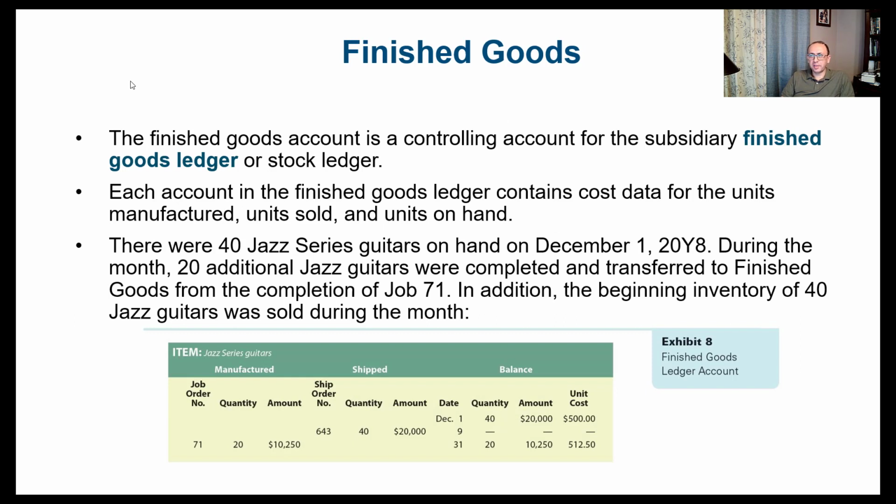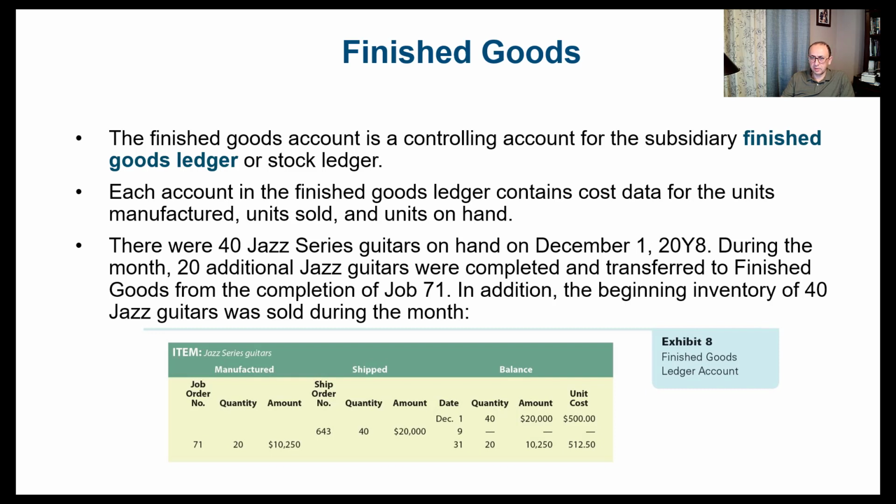So the finished goods account is a controlling account for the subsidiary finished goods ledger, or stock ledger. Each account in the finished goods ledger contains cost data for the units manufactured, units sold, and the units on hand. So there were 40 Jazz series guitars on hand on December 1st, year 8. During the month, 20 additional guitars were completed from Job 71. We added that to them, and we sold 40. So in addition, the beginning inventory of 40 Jazz guitars were sold during the month.